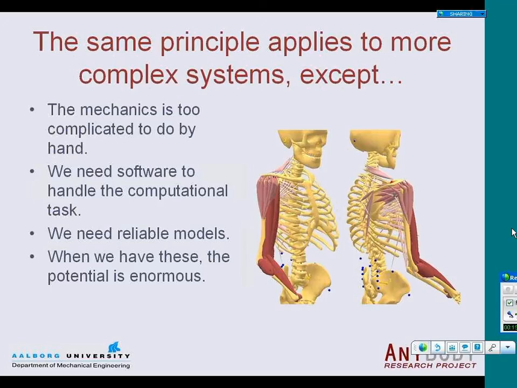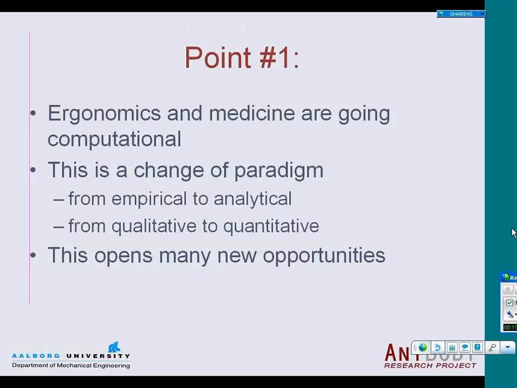Another thing we can see from this is that in addition to the software and the computers, we also need reliable models. And you can see that the muscle configuration on this model is quite complicated. And therefore, developing these muscle models is a big task. So there's a lot of work to do. But when we have done that work, there's an enormous potential. And in this presentation, I will try to outline some of that potential, and I'll also try to give some of my views on how we can exploit the potential.